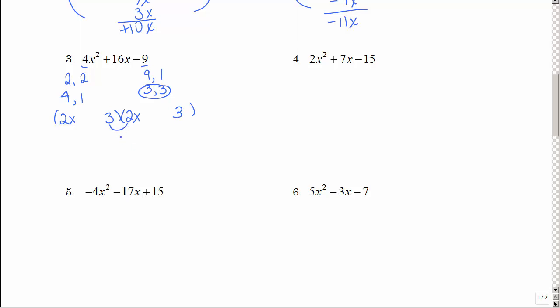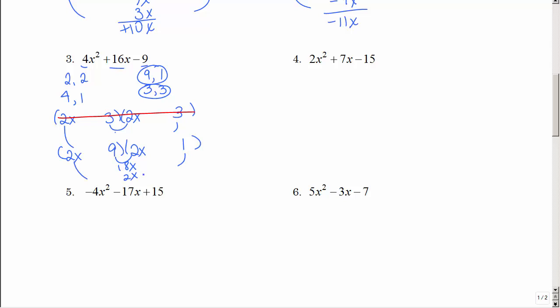Will that work? That's 6x. That's 6x. Do those add or subtract to get 16? No, they do not. So I know that doesn't work. All right, so now I'm not going to give up with 2 and 2. I'm going to still try 2x and 2x, but now how about 9 and 1? Let's see, that's 18x. Ooh, that's 2x.